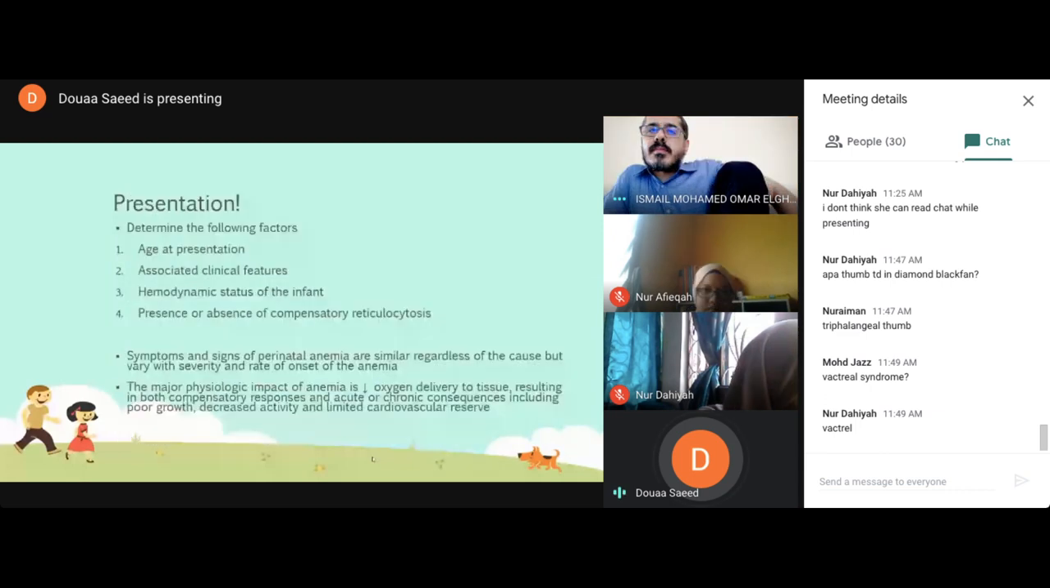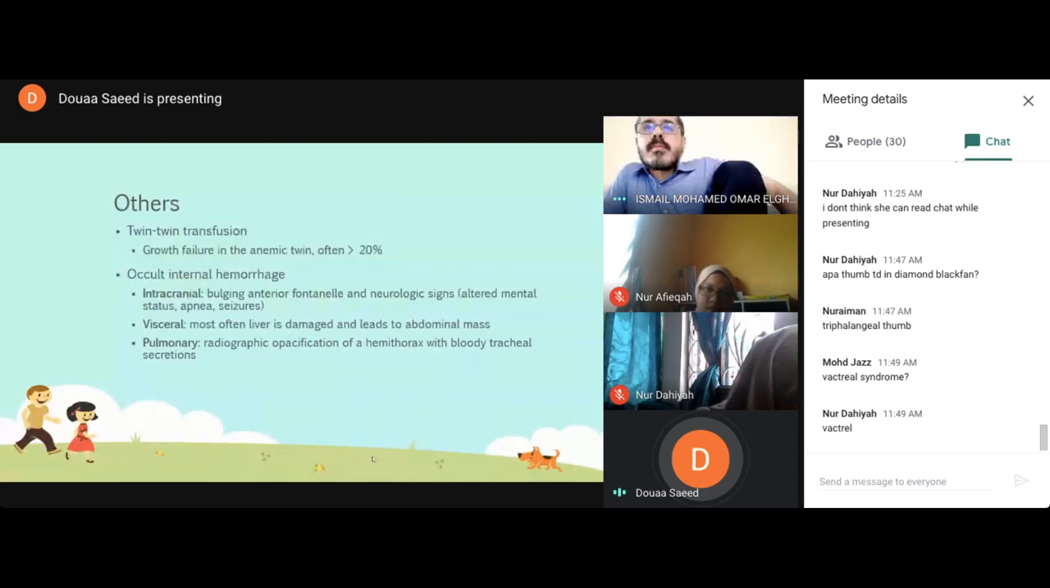So for others, such as twin-to-twin transfusion, they can present with growth failure in the anemic twin, often more than 20%, and an occult or internal hemorrhage. If there's intracranial hemorrhage, you would note that there will be a bulging anterior fontanelle and neurological signs such as altered mental status, apnea, or seizures. In visceral hemorrhage, the liver is often damaged, and that would lead to an abdominal mass. In pulmonary hemorrhage, radiographic opacification of the hemithorax with a bloody tracheal aspirate may be obvious.